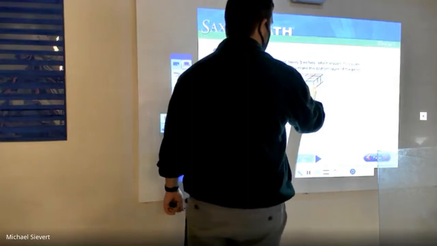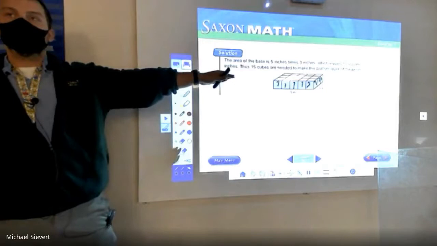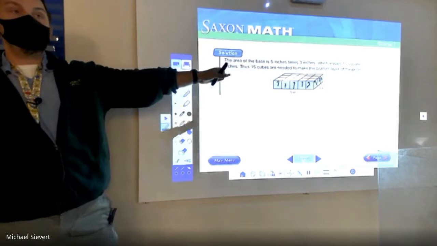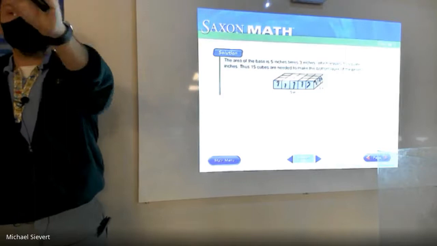1, 2, 3, 4, 5. Does that match up with the 5 inches? Yes. On the side here, you got 1, 2, 3. Does that match up with the 3 inches? Yes. So if they give you a shape that's made out of cubes that doesn't have the length and width, someone in their own words explain what you do to find the length and the width. Marquise? Yes, go give yourself 5 points. Thank you so much. Any questions on that?